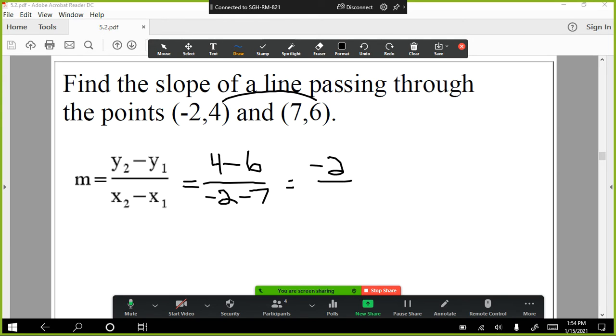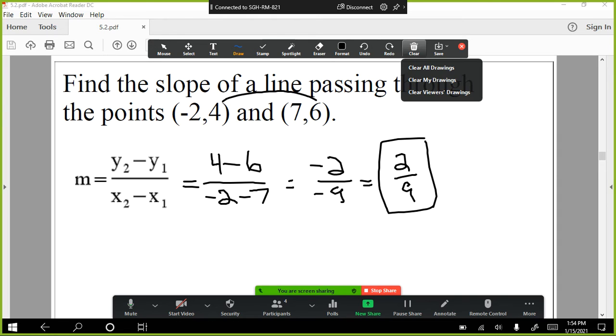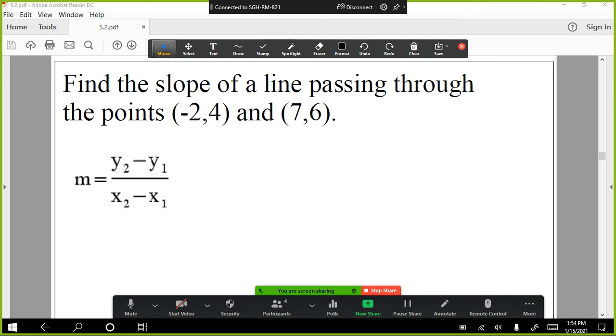That is -2 over -9, which simplifies to 2/9. It's okay to have a fraction for a slope. The slope is 2/9. All right, let's move on.